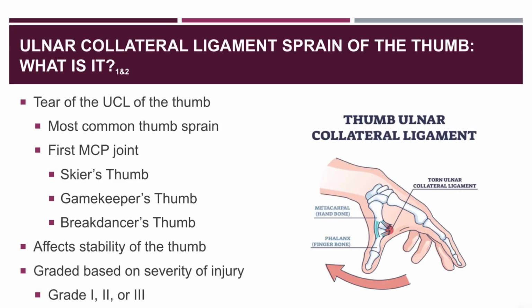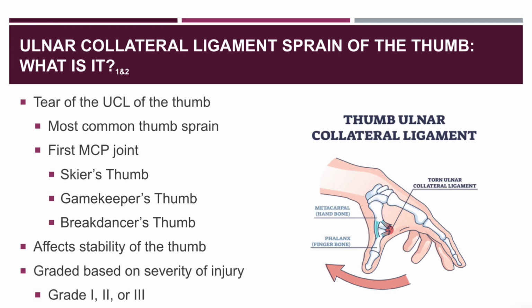So what is a UCL sprain of the thumb? So first, the UCL is located at the base of the thumb at the MCP joint, and it connects the head of the first metacarpal to the proximal phalanx of the thumb. And so a sprain of this is essentially just a tear of the UCL, and the tear can be either partial or complete, and it will sometimes be known as skier's thumb, gamekeeper's thumb, or breakdancer's thumb, and I'm going to explain kind of why in just a second.